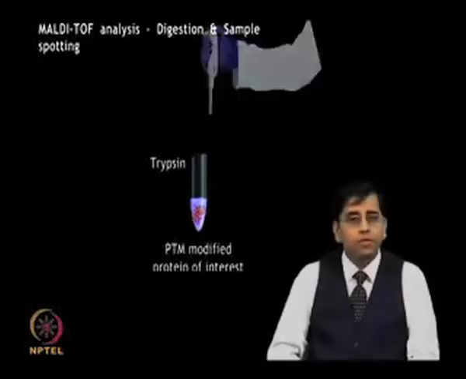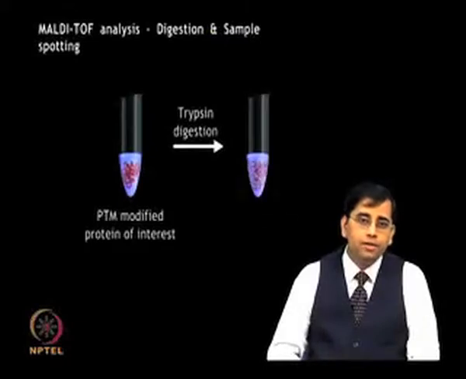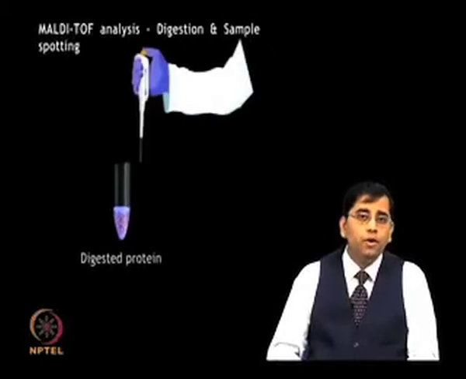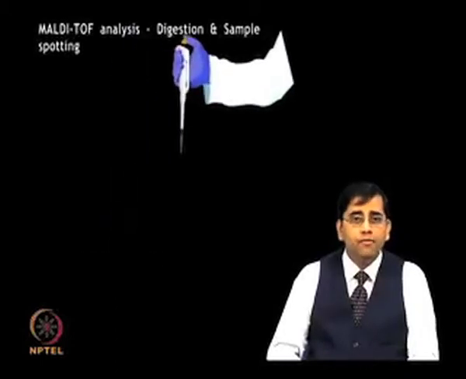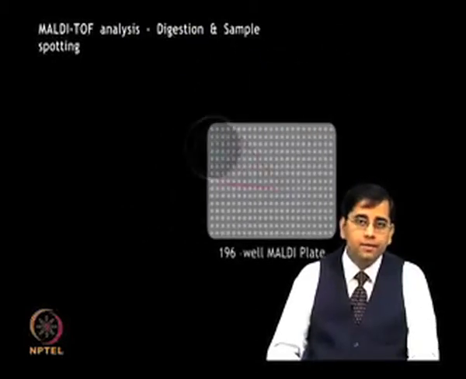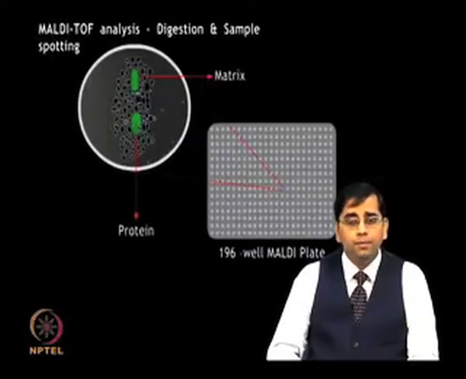PTMs can be detected by means of mass spectrometry due to the unique fragmentation patterns of phosphorylated serine and threonine residues. The modified protein of interest is digested into smaller peptide fragments using trypsin. This digest is then mixed with a suitable organic matrix such as alpha-cyano-4-hydroxycinnamic acid, sinapinic acid, etc., and then spotted onto a MALDI plate.